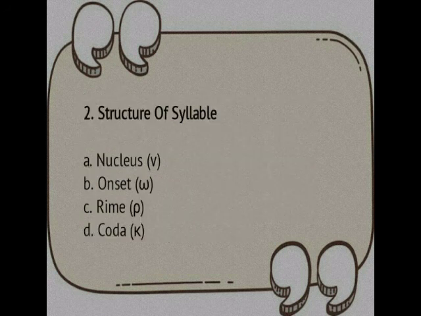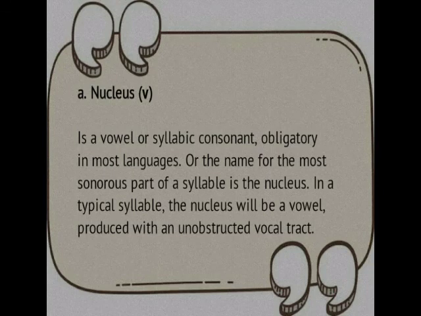Structure of syllable. Number 1 is nucleus. Nucleus is a vowel or syllabic consonant, obligatory in most languages. Another name for the most sonorous part of a syllable is the nucleus. In a typical syllable, the nucleus will be a vowel produced with an unobstructed vocal tract.